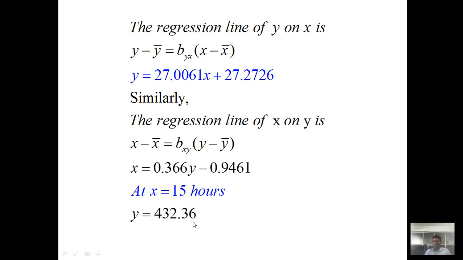y is 432.36. But as a practical approach, we cannot say that after 15 hours the size of the bacterial cells is 432.36 units, because it cannot take a fractional value. So we consider the rounded value and conclude that after completion of 15 hours, the approximate size of the bacterial cell is 433 units.